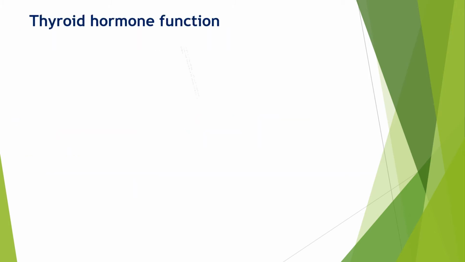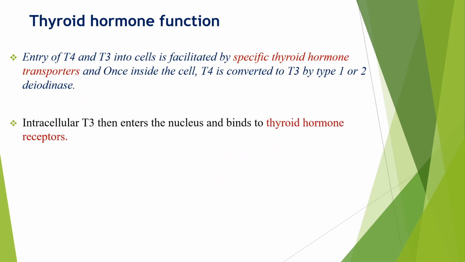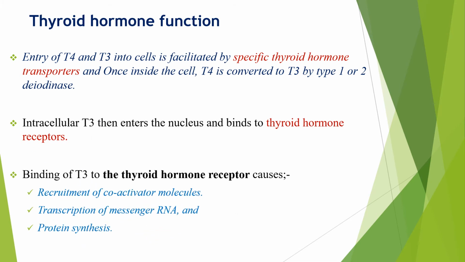When we look at thyroid hormone function, entry of T4 and T3 into cells is facilitated by specific thyroid hormone transporters, and once inside the cell, T4 is converted to T3 by type 1 or 2 deiodinase, as I have said. Intracellular T3 then enters the nucleus and binds to the thyroid hormone receptor. Binding of T3 to the receptor causes recruitment of co-activator molecules, transcription of messenger RNA, and protein synthesis.